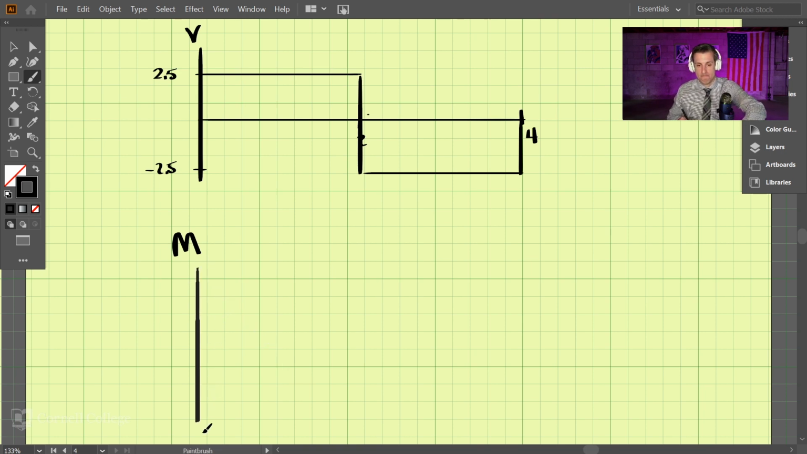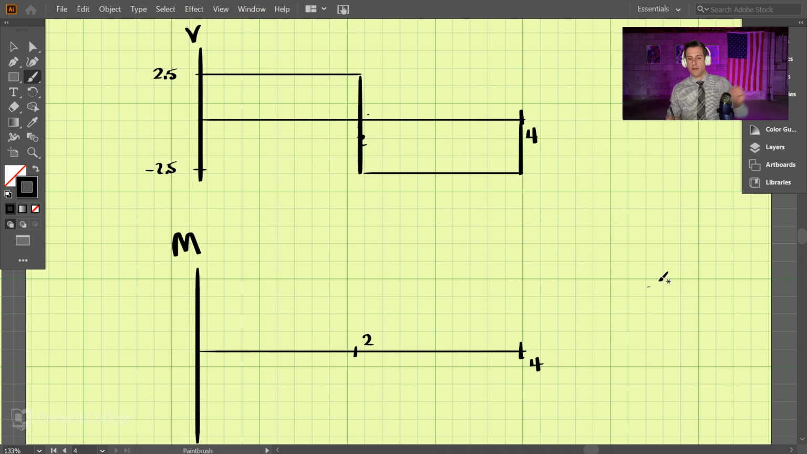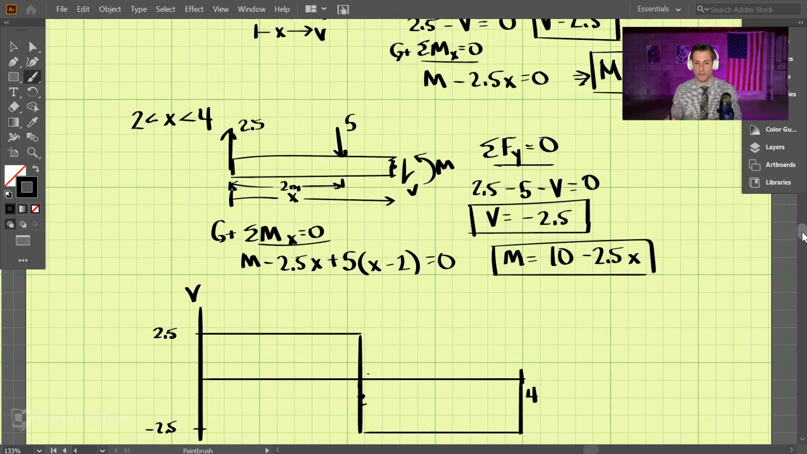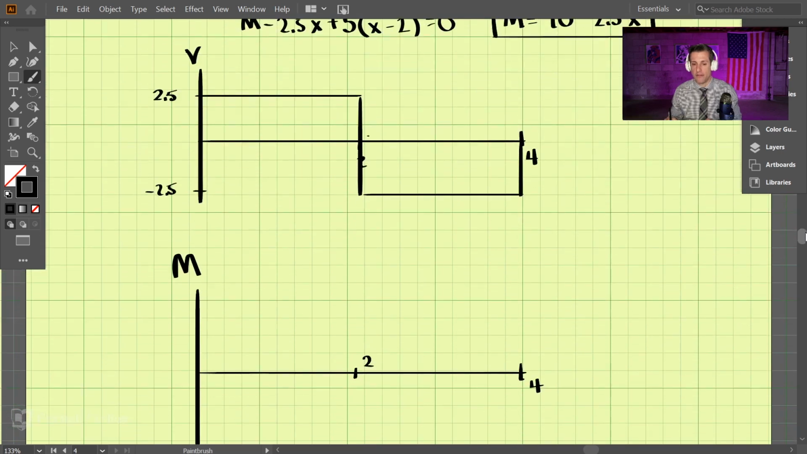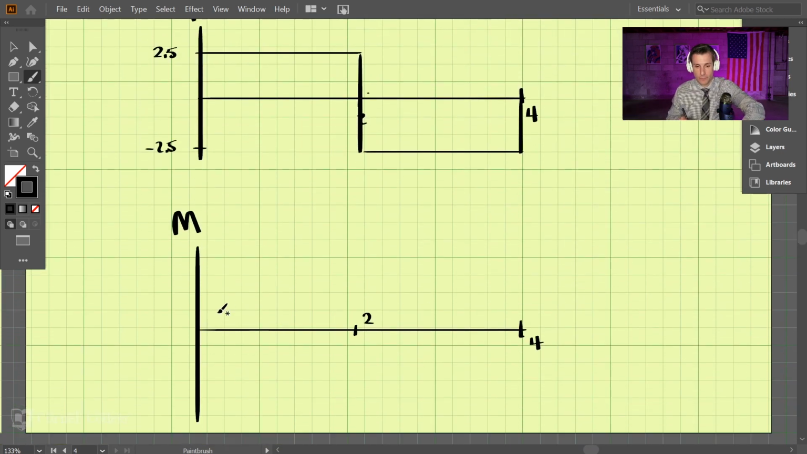Okay, so we have 4 here, 2, right around there. So let's take a look at the moment. The moment from 0 to 2 is 2.5x, so it will have a slope of 2.5. So if we draw that all the way to 2, the slope's 2.5, and that value should be 2.5 times 2. That should be 5 kilonewton meters.